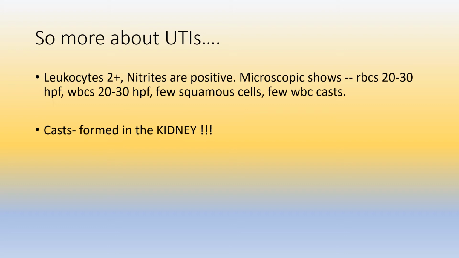So she shows 2+ leukocytes, her nitrites are positive. Now the urine normally has nitrates in it. It should not have any nitrites. If it has nitrites, that means there's some kind of bacteria in the urine that are converting nitrates to nitrites. Many gram-negative bacteria will do this.